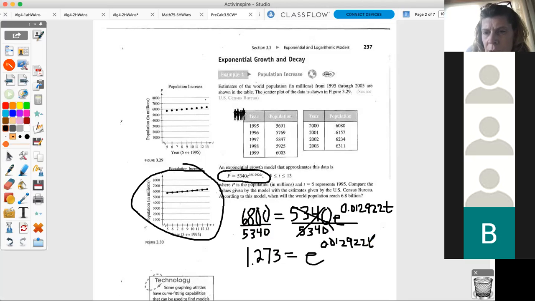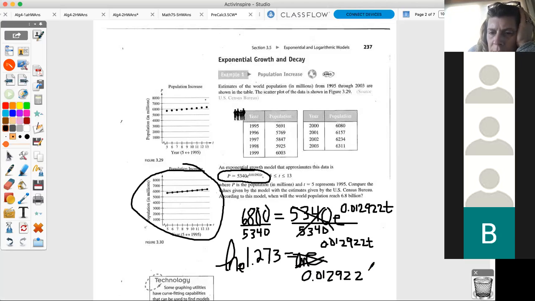Okay, 1.273 equals e to the 0.0129222 t. What would be the next step in this process? Raising both sides to a natural log power. Yeah, let's do ln of both sides, right? Which is that base e. Okay, ln of both sides. This goes away. That leaves me with 0.0129222 t over here. And I can go ahead and put ln of 1.273.